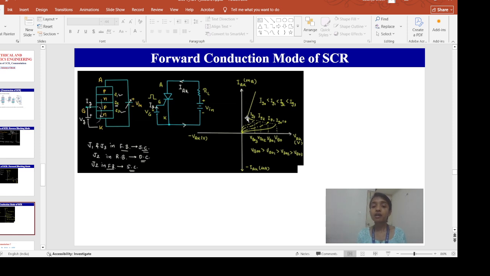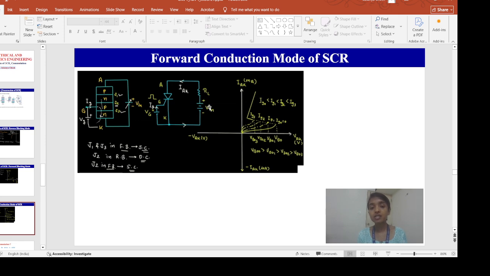The minimum value of this anode to cathode current at which your SCR gets turned on, that means it goes from forward blocking mode to forward conduction mode, is called the latching current, represented as IL, and the value of this latching current is almost 10 to 30 milliamps.